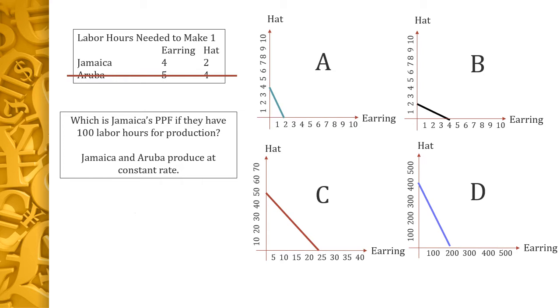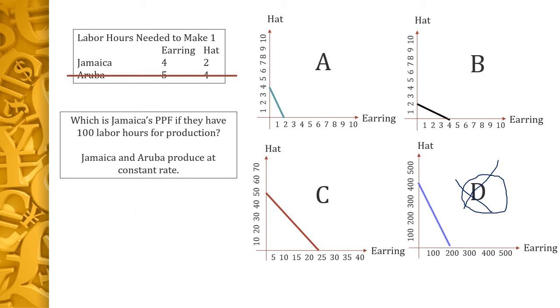Something people think to do is, well, if I've got 100 production hours, but if you do that, which would be chart D right here, you're wrong, because what we're saying here is this is how many hours are needed to make each one. So we need 4 hours to make an earring and 2 hours to make a hat. If we have 100 labor hours and multiply it times this, that isn't going to be correct. That would be if we were talking about production, but we're talking about labor hours. So it cannot be D. We're going to eliminate D. Boom. That leaves us 3 more choices.